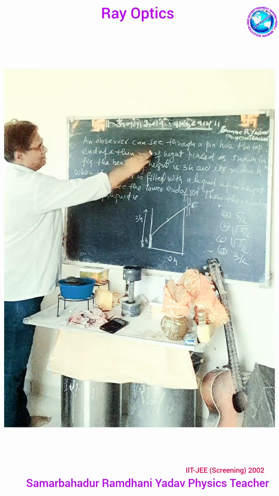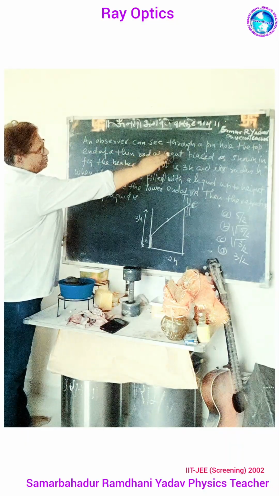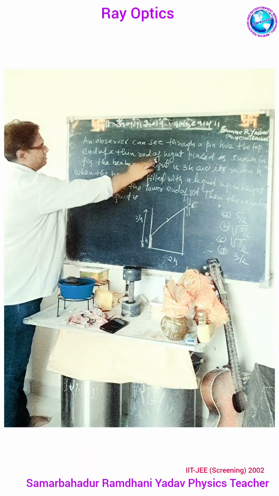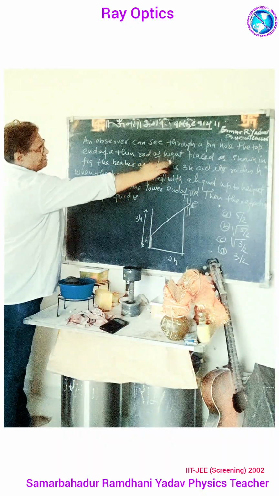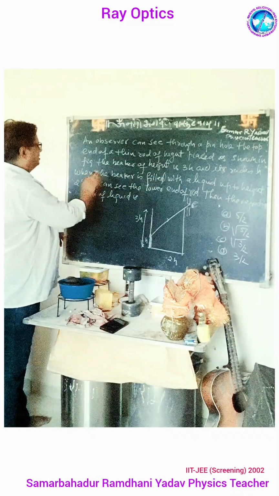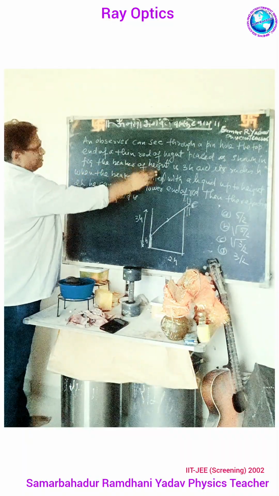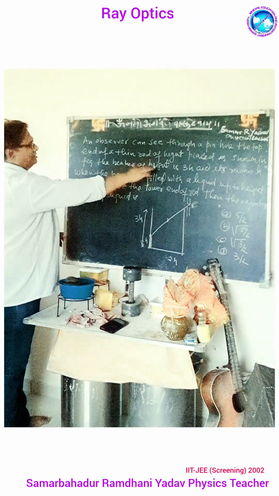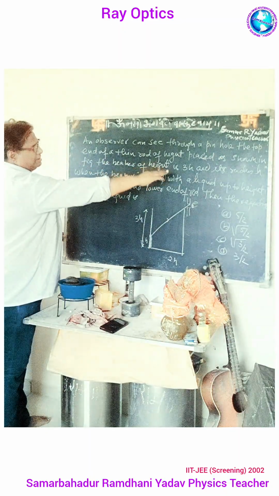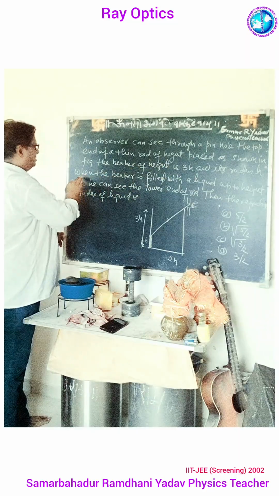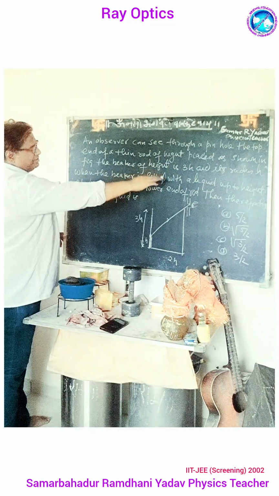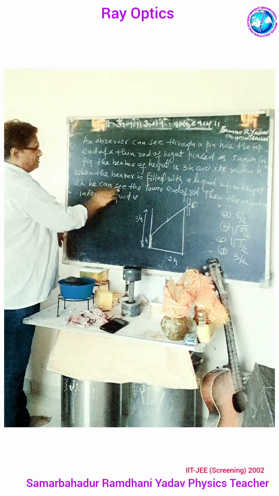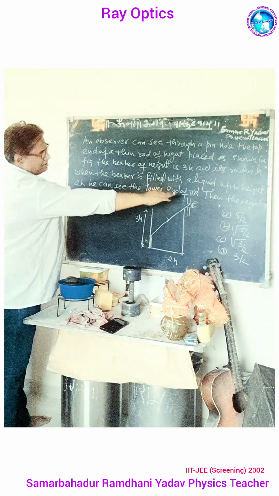An observer can see through a pinhole the top end of the thin rod of height h, placed as shown in the figure. The beaker has height 3h and its radius is h. When the beaker is filled with the liquid up to the height 2h, he can see the lower end of the rod.